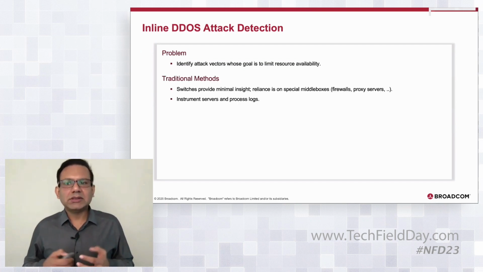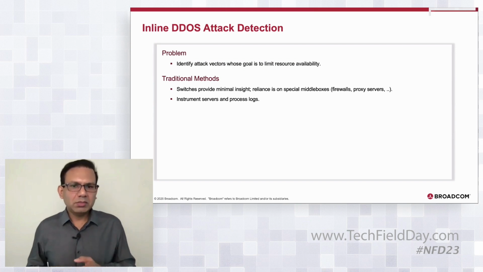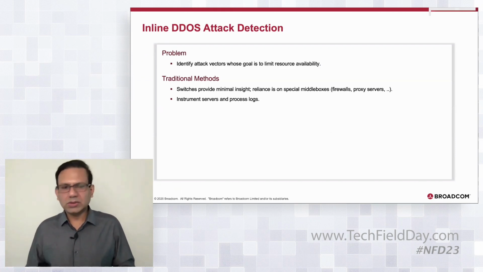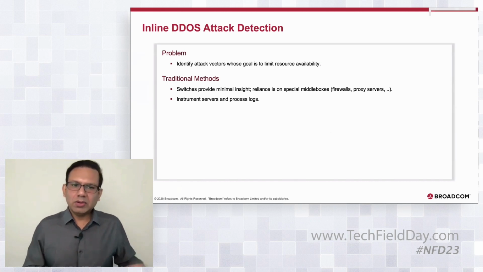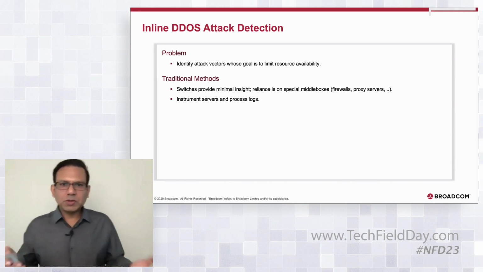So what is the traditional method here? Typically switches provide minimal insight in this case. And the reliance is on special middle boxes. So you could have firewalls, proxy servers, IDS devices, and you funnel your traffic through them, and they have special intelligence to figure out what's going on. Or you can instrument your servers and then process syslogs. That's typically the method today.